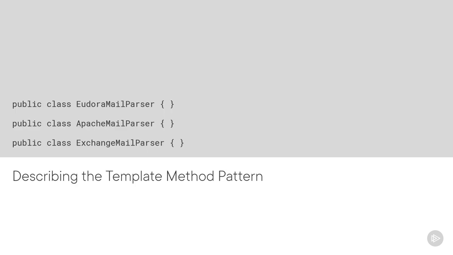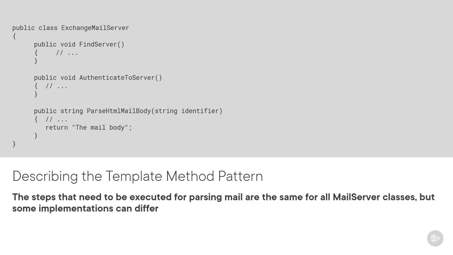So we've got a few classes: Exchange Mail Parser, Apache Mail Parser, Eudora Mail Parser, and so on. For the sake of the demo, we will assume that a parser parses one HTML mail at a time by accepting an identifier. The thing is, a lot of what has to happen in the algorithm to parse one mail is the same for these three classes.